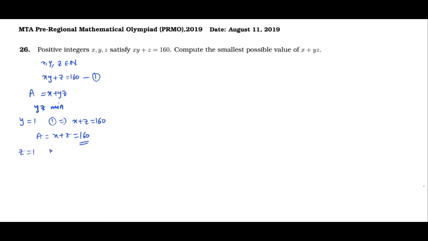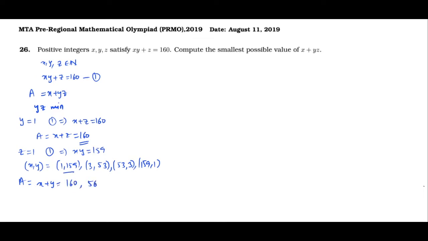If z is equal to 1, the first equation becomes xy = 159. So the possible pairs x, y could be 159 and 1, 53 and 3, 3 and 53, or 1 and 159. In each of these cases, let us calculate the value of a. Now we are putting z equal to 1, so a becomes x + y. So in this case, x + y is 160 or 56 or 56 or 160. So these are the values of a.